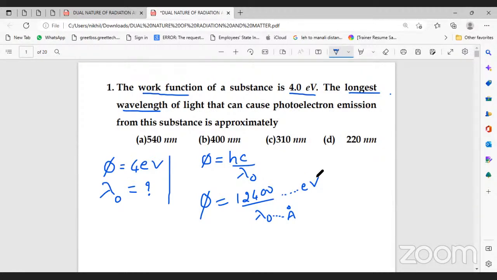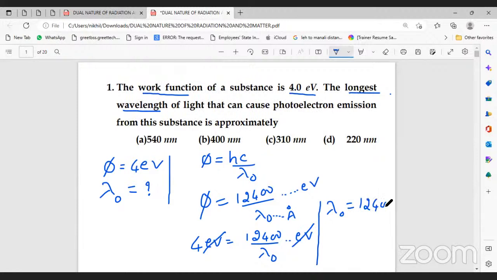Now, how to simplify this? You can substitute it. What is the work function they have given? 4 electron volt. So 12400 by lambda naught equals 4, in electron volt. The electron volt and electron volt will get cancelled out. So what is lambda naught from this equation? 12400 divided by 4.